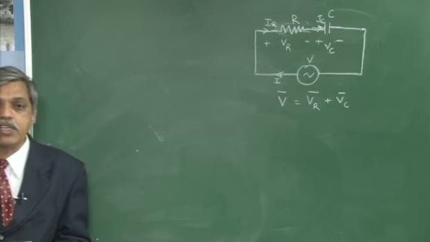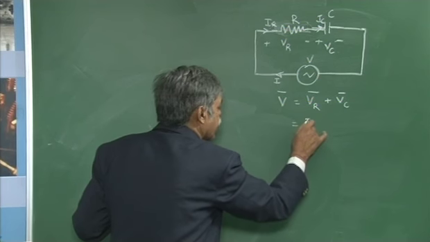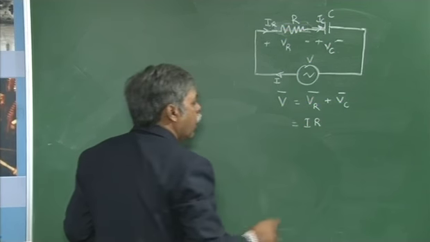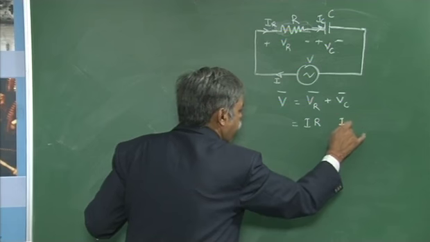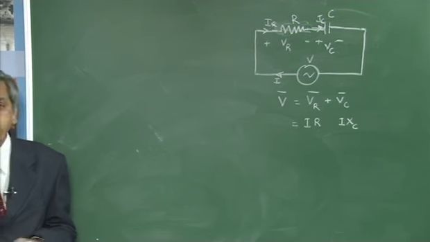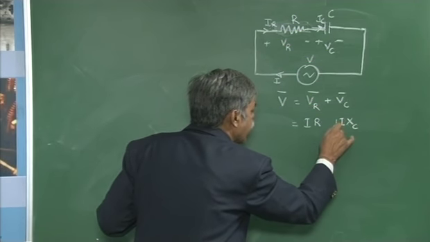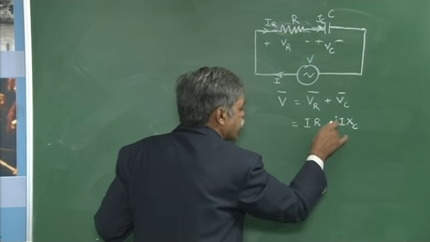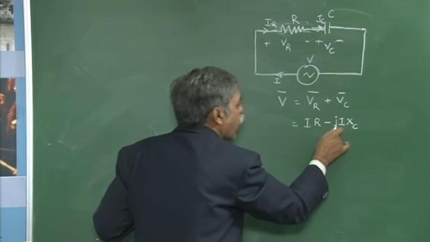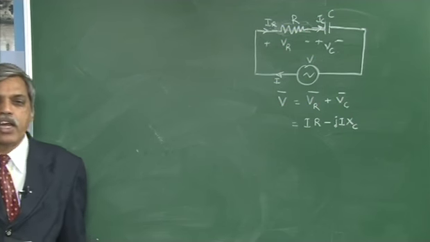VR plus VC. Now the voltage drop across the resistor is I times R and the voltage drop across the capacitor is I times XC. Because this XC is negative in nature, I put minus j here, because this voltage drop will be along the negative vertical axis.